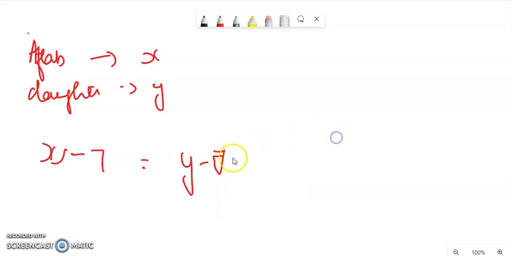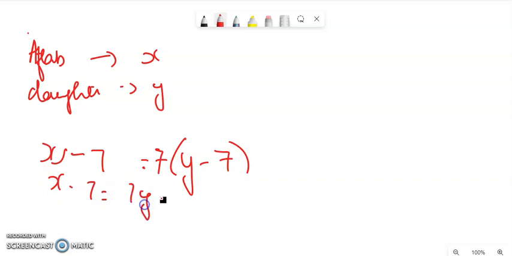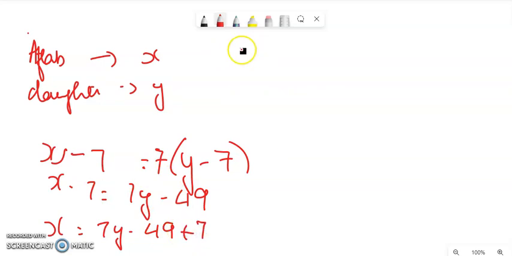So daughter's age is Y minus 7. Now what he says, he was how many times? He was 7 times his daughter's age. So now let me simplify. X minus 7 is equal to 7 times Y minus 7, 7 sevens are 49. So it is X is equal to 7Y minus 49. When this minus 7 goes to the other side, plus 7. So this will give me X is equal to 7Y minus 42. This is my first equation.